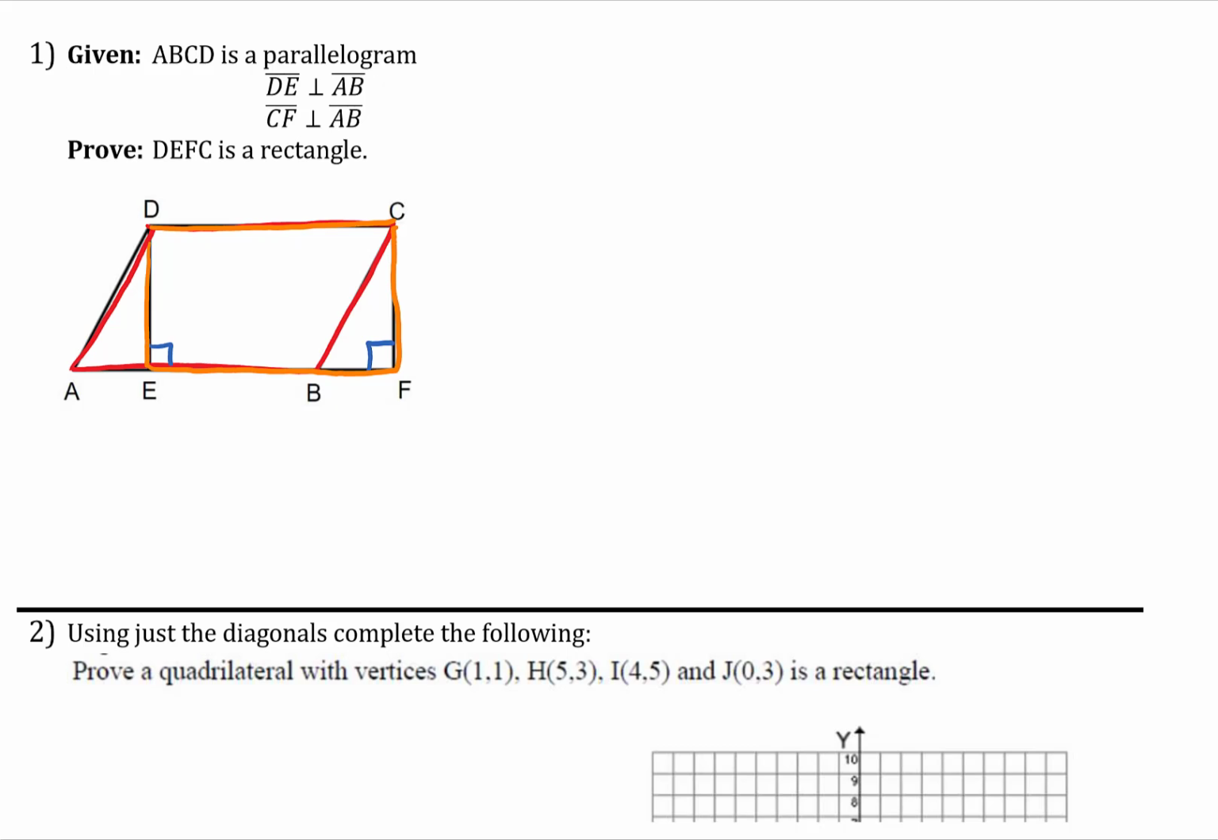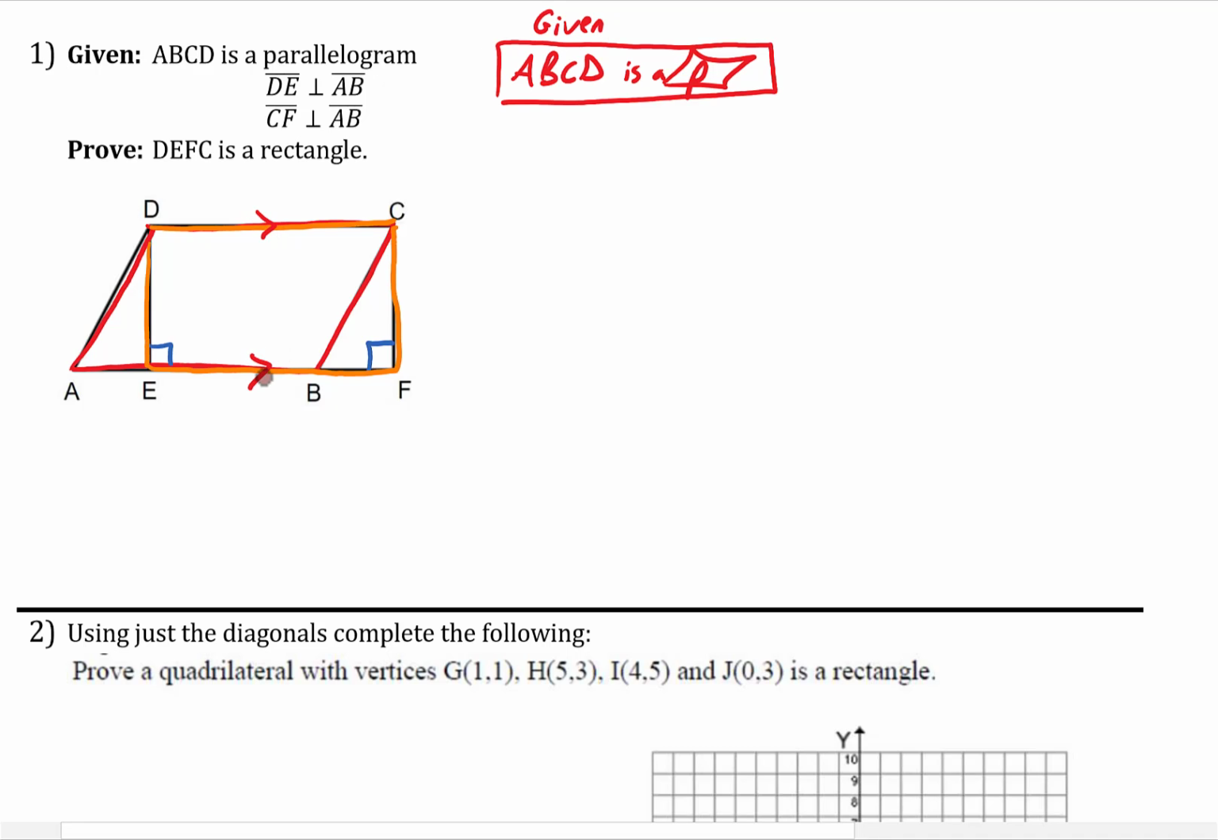Okay, so let's get started. How are we going to do that? Well, we know that DC is going to be parallel to EF. So, let's start with that. ABCD is a parallelogram, given. Now, from that, I want to use that this guy and this guy are parallel. So let's say that DC is parallel to EF. Opposite sides of a parallelogram are parallel. Or another way of saying it is a quad is a parallelogram if and only if opposite sides are parallel.